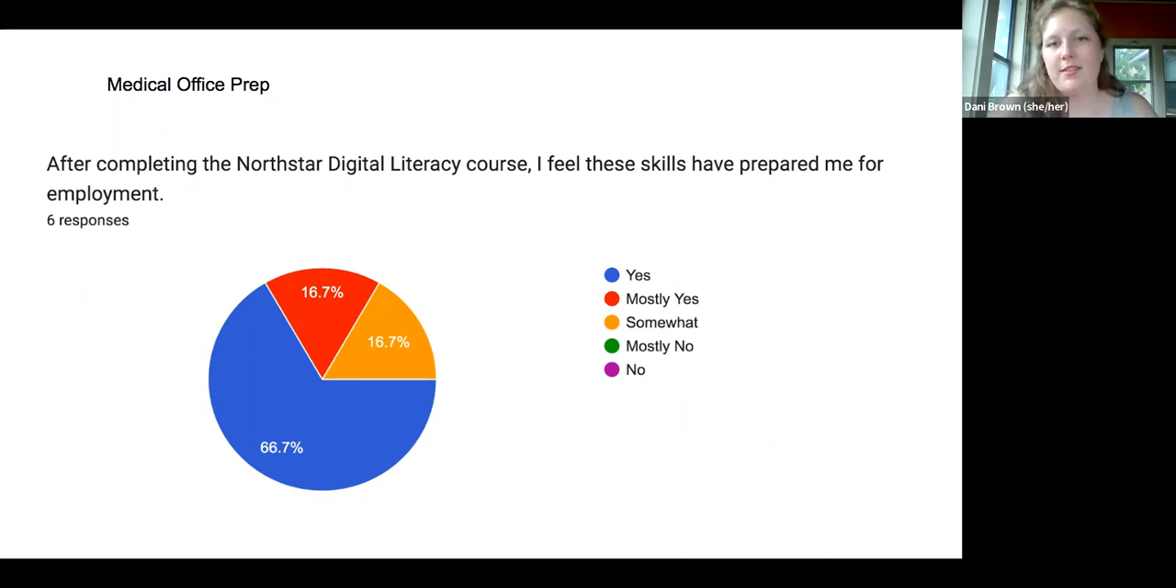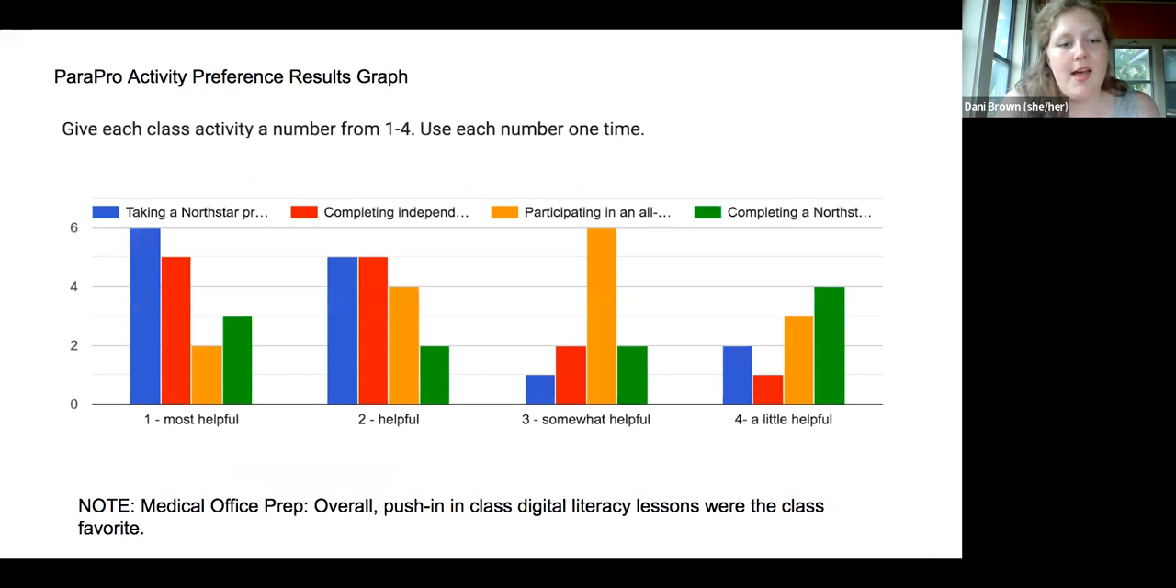So we were surprised that after just a couple of weeks of study with the push-in model, this wasn't a rigorous digital literacy course. This was a come once a week and teach a specific concentrated bit of content approach. So we were surprised at the high number of people who said that they felt prepared for employment after this course. So we can go ahead.